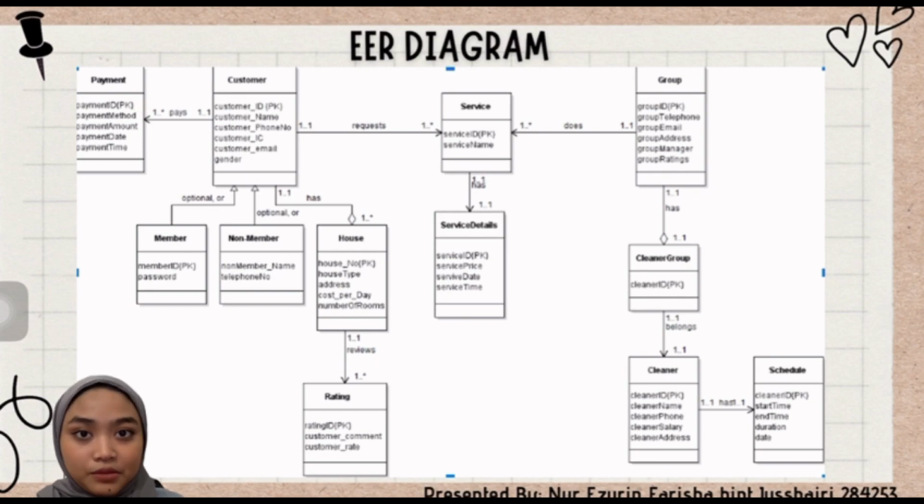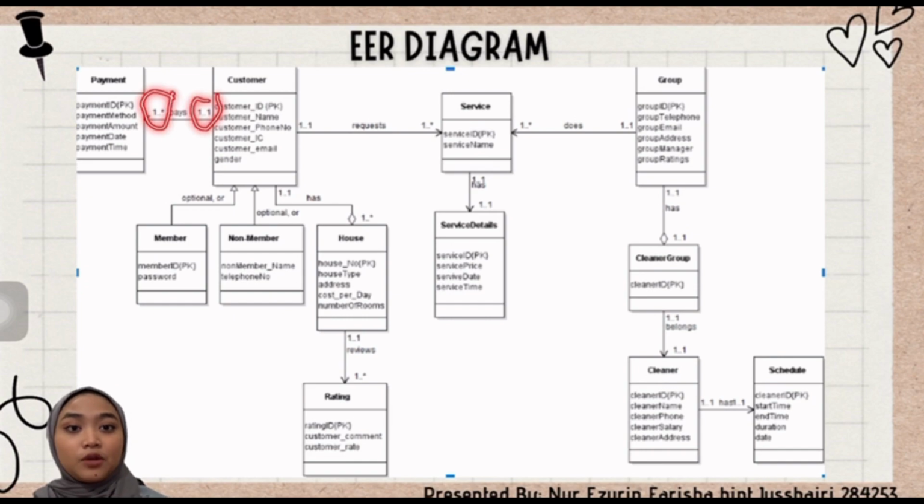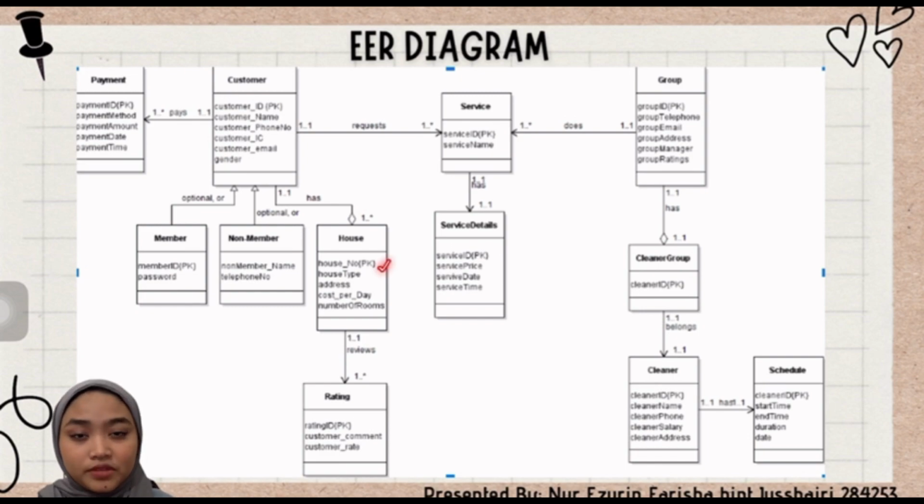In table payment class, the primary key will be the payment ID. One customer can pay one or more payments. Many payments can be paid by one customer. In table home, the primary key will be the house number. One customer has one or many houses. One house is owned by one owner only.